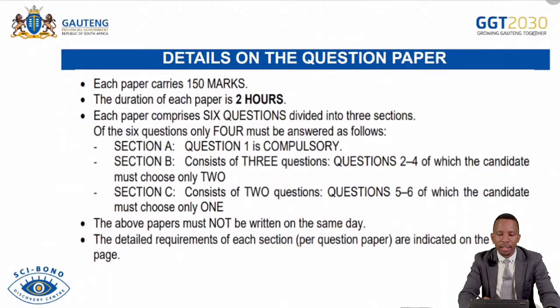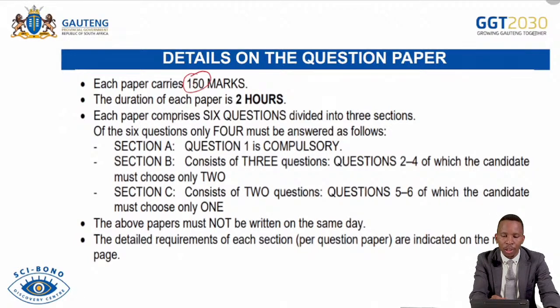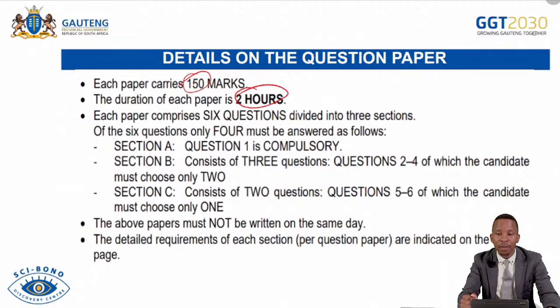And then this is just the layout of the question paper again. So our question paper consists of 150 marks. Each paper is 2 hours. So we are given only 2 hours to complete the question paper. And then the paper consists of 6 questions divided into 3 sections. So we have section A, which is having question 1. Question 1 is compulsory. That's why you get 30 marks.